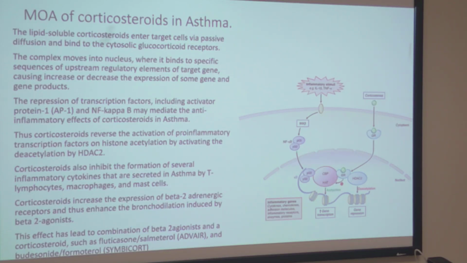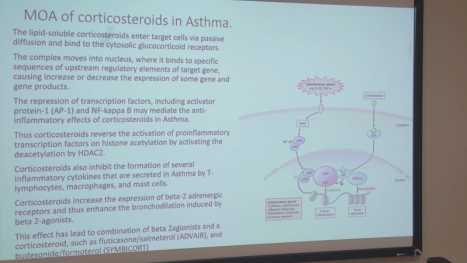Corticosteroids also inhibit the formation of several inflammatory cytokines that are secreted in asthma by T lymphocytes, macrophages, and mast cells. If you inhibit the formation of those cells, which are the ones causing the pro-inflammatory agents, which include cytokines and leukotrienes, then by inhibiting their formation, corticosteroids decrease the production of pro-inflammatory agents.